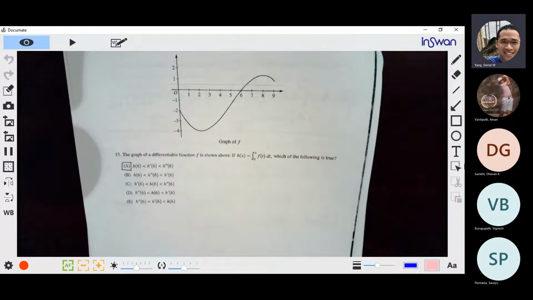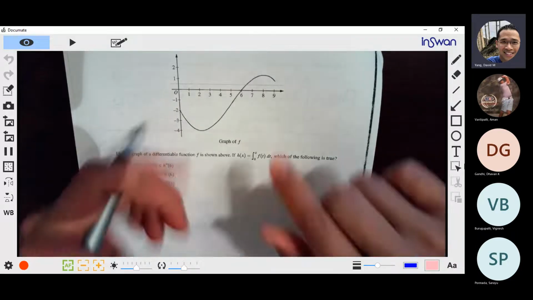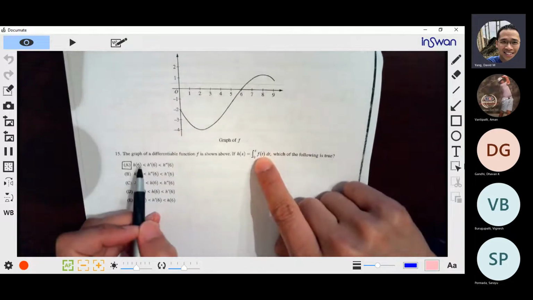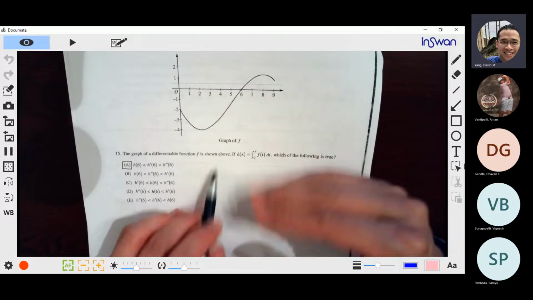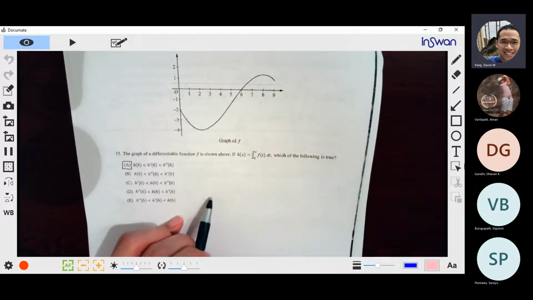Okay, 15. The graph of a differentiable function is shown. If h of x equals the integral from 0 to x of f of t, which of the following is true? We know we have to evaluate and compare h of 6, h prime of 6, and h double prime of 6. Before we find all this, let's go ahead and find all the functions that we're going to be involved with.